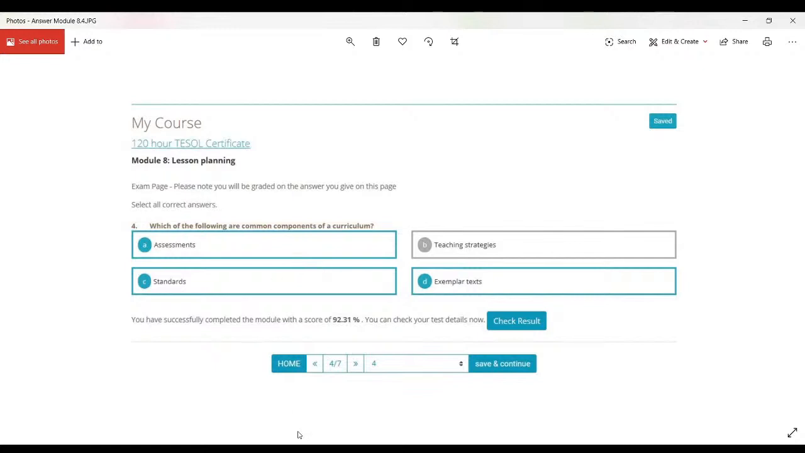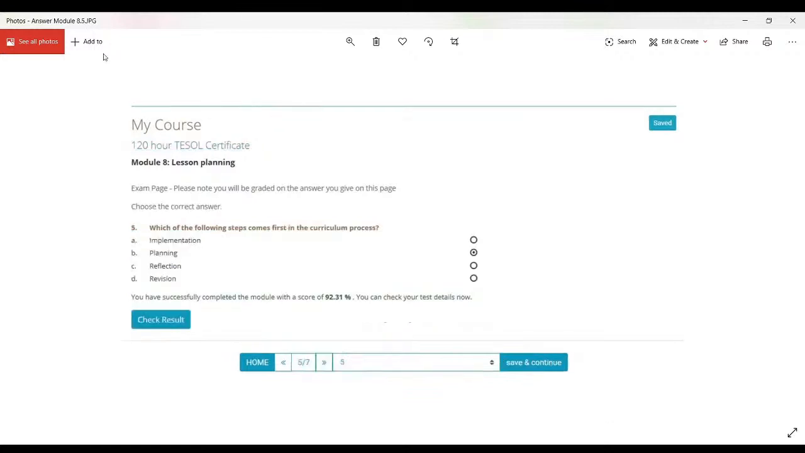Question number 4. Which of the following are common components of a curriculum? Letter A, assessments, C, standards, and D, exemplar texts. Save and continue. Number 5. Which of the following steps comes first in the curriculum process? Ang hirap basahin curriculum. Okay. Letter B, planning. Okay, comes first, no, in the curriculum process, planning. Save and continue.